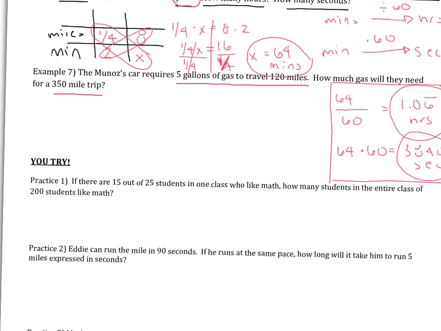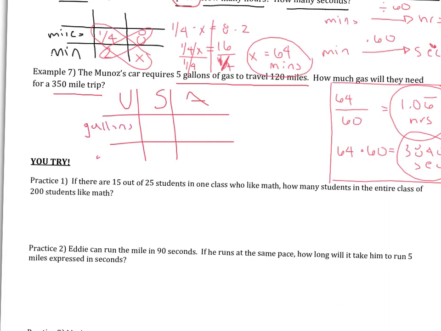Now, this question doesn't have anything in particular that screams out USA box, but what it does do is give you a comparison. It's giving you a rate, 5 gallons every 120 miles, and we can change that rate and apply it to another measurement like a mile trip. So that's telling me I want to use a USA box. So I'm going to go ahead and set up my USA box. Looking for my units, it's telling me 5 gallons of gas to travel 120 miles. So I'm going to make my units gallons and miles.